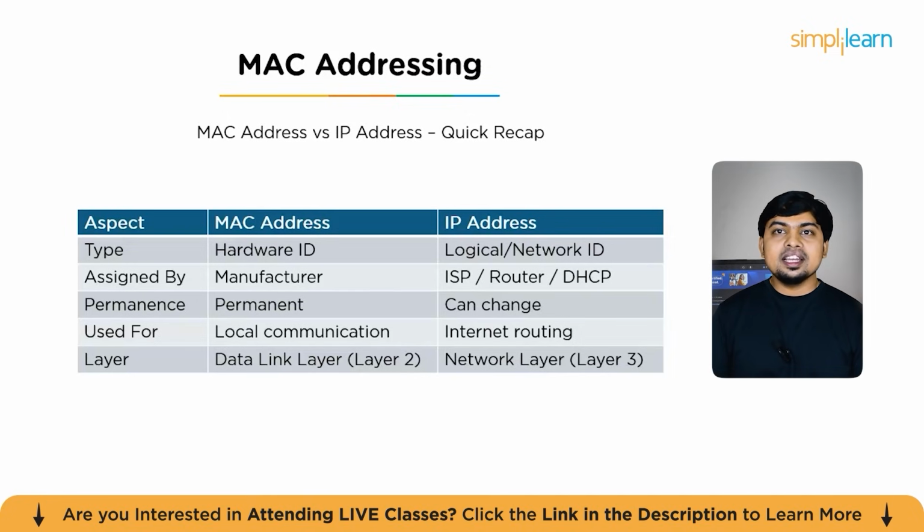In contrast, an IP address functions as a logical or network level identifier. It's assigned dynamically by an ISP, a router, or a DHCP server, and it can change over time. IP addresses enable communication across networks, making them essential for internet routing. They operate at the network layer, which is layer 3 of the OSI model. Together, MAC and IP addressing create a dual layer identity system that ensures data reaches the right device in the right network segment.